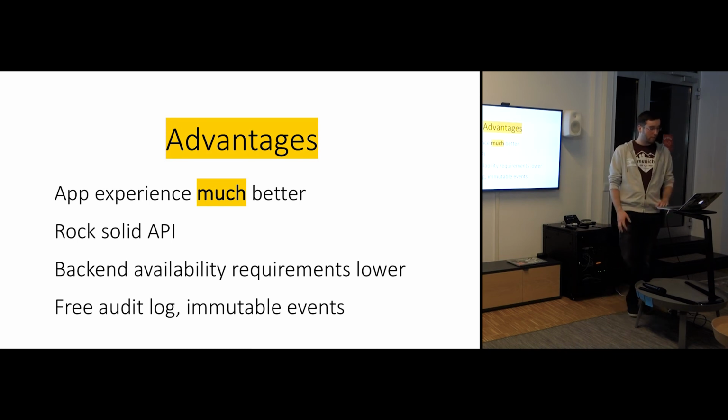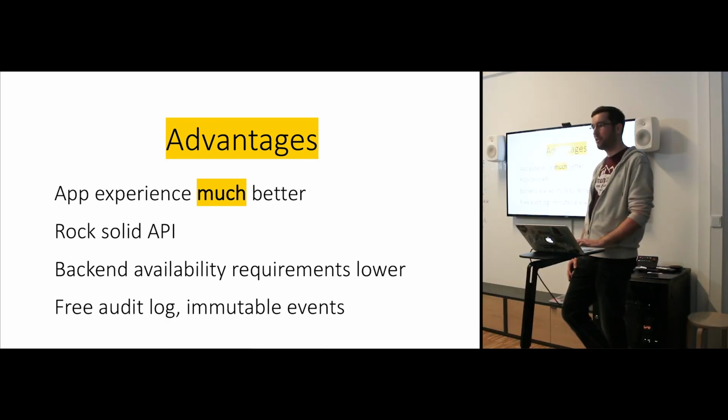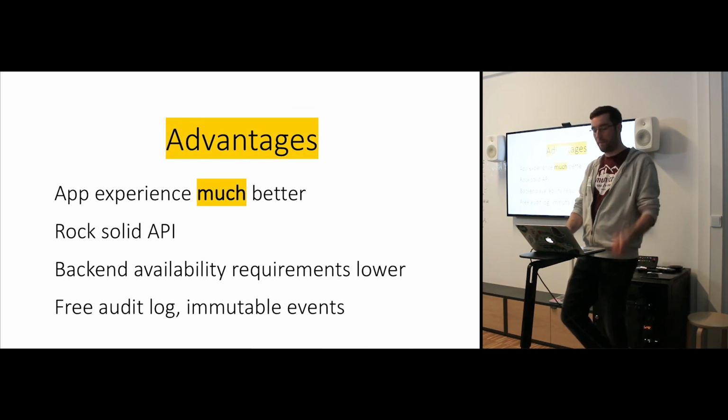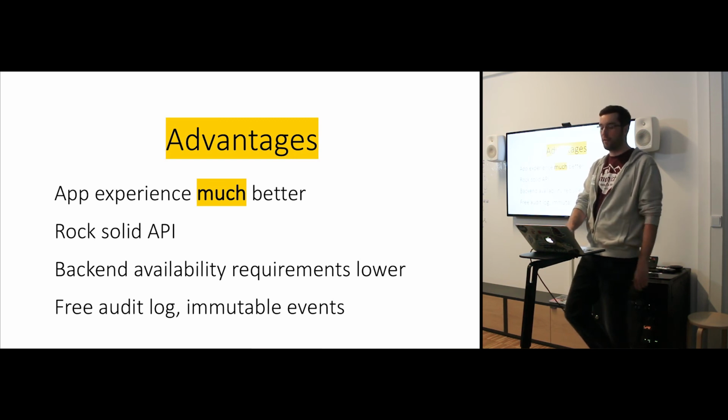Your backend availability requirements are lower. So your backend could actually go offline for 2 days. Your client would continue working because it would just queue up all the commands or actions. It won't get any new data, but all the interactions, for example, editing comments, doing all this stuff would be nice to queue up. And you get a free audit log. You have immutable events. You know everything that has ever happened in your system back to the start of time.